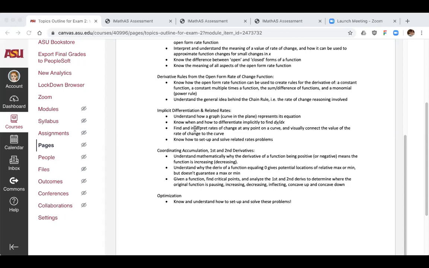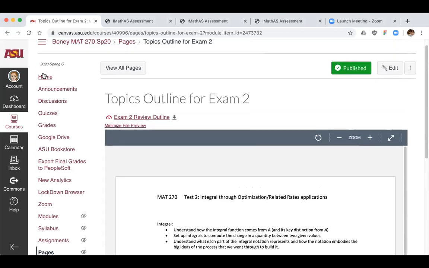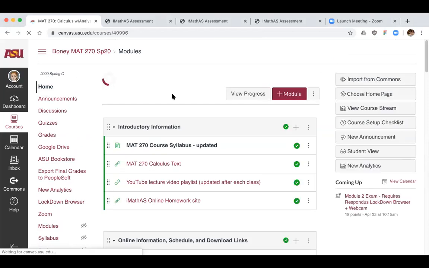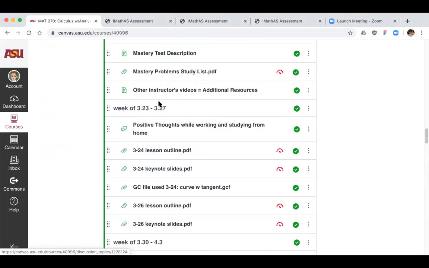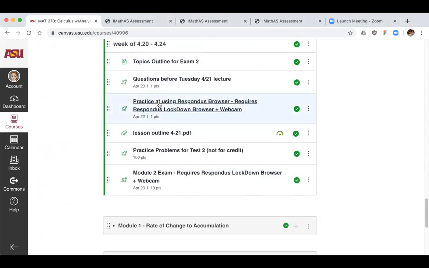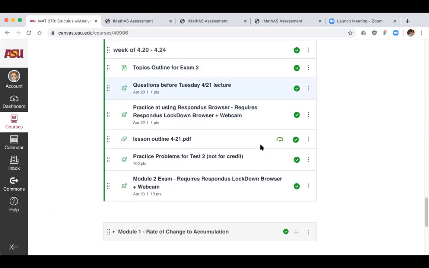That is, let's see, where is it? Let me go back to here. It is, and I'm not seeing something else on here, but on here, it's at the bottom of module 2. So here's the topics outline I was just in. This is the poll that I asked you to answer. I'm going to go through some of the things people asked about.